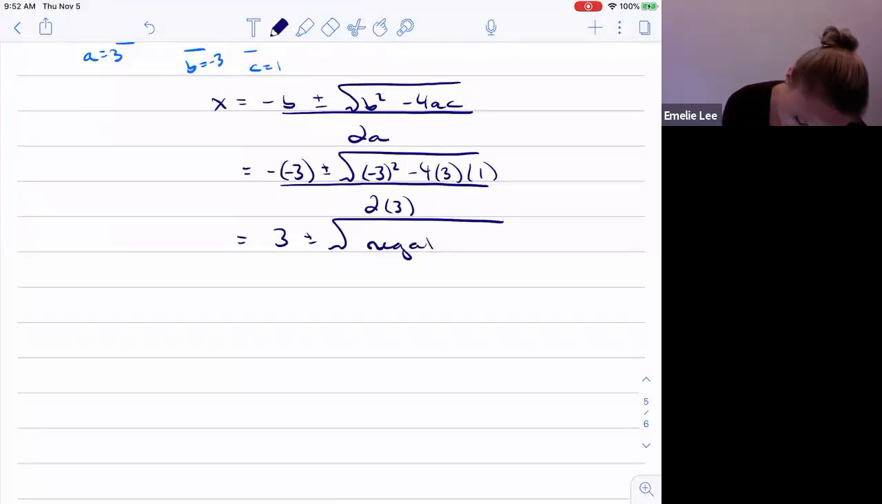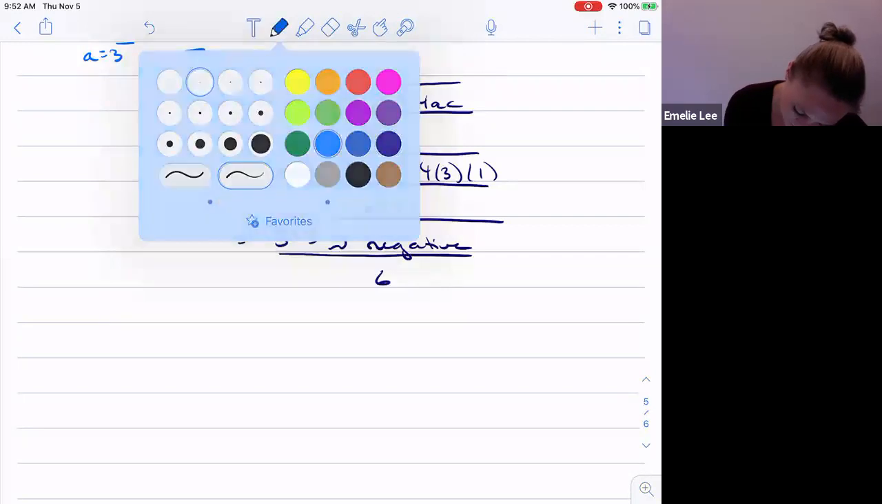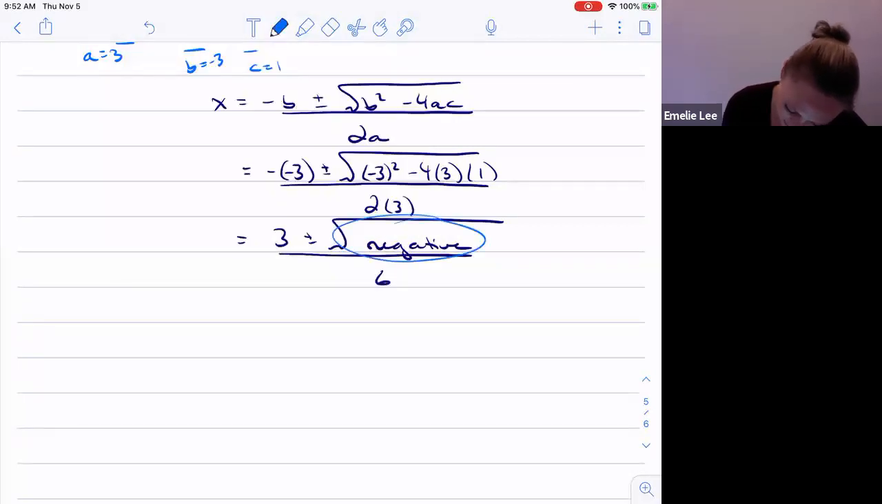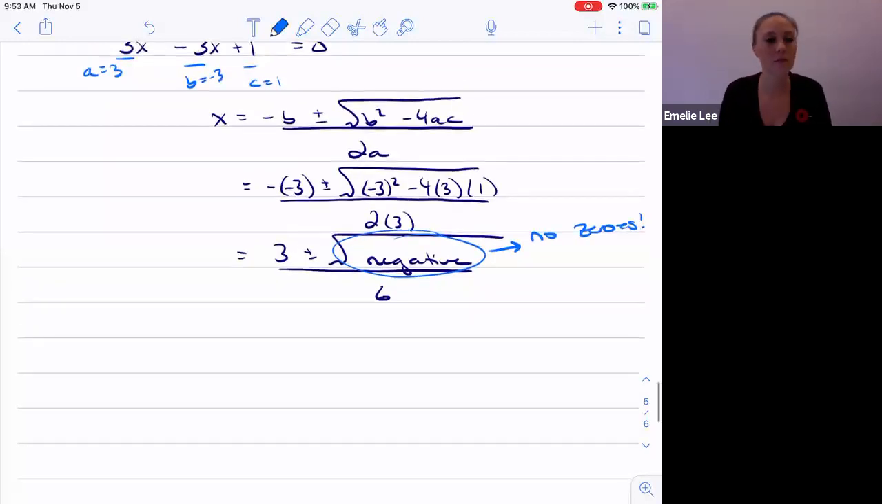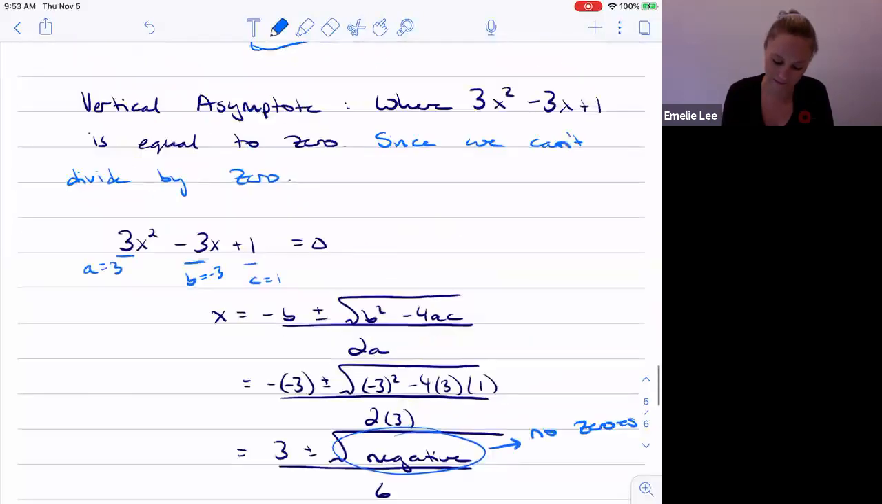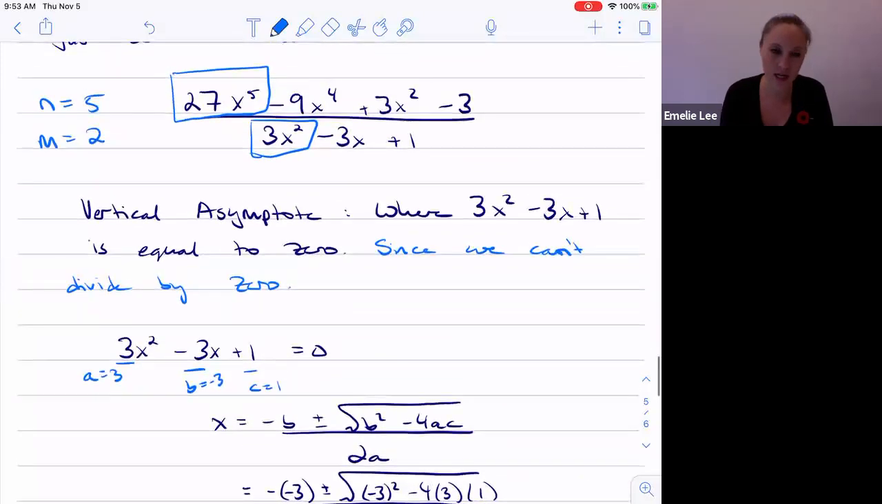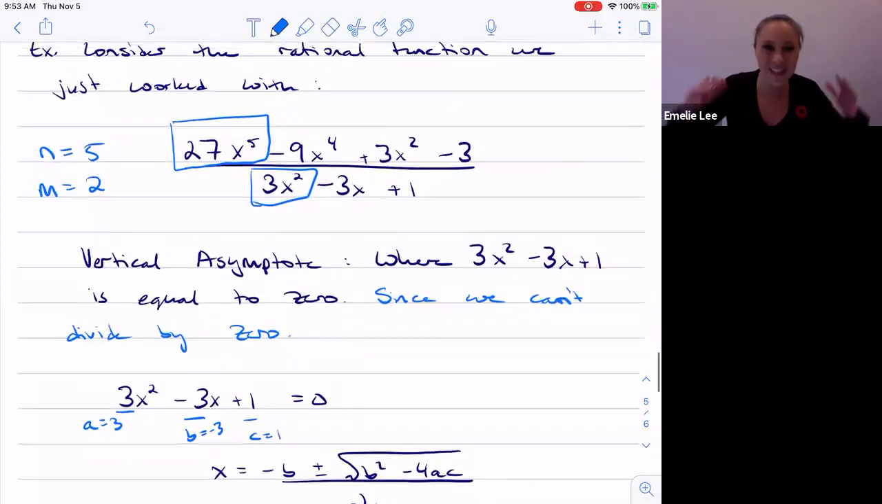This is a negative divided by 6. Square root of a negative means we have no zeros. Okay. Which means we have no vertical asymptotes. Bad example. I should have pulled one from this section. But I wanted to make the connection between last section and this section.